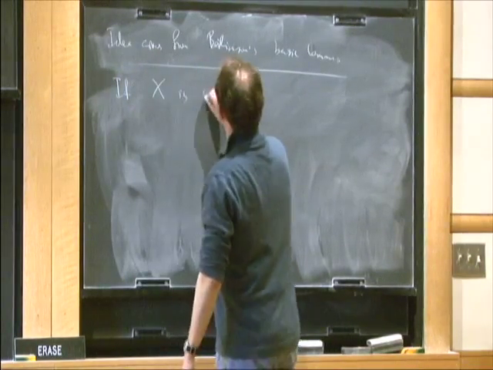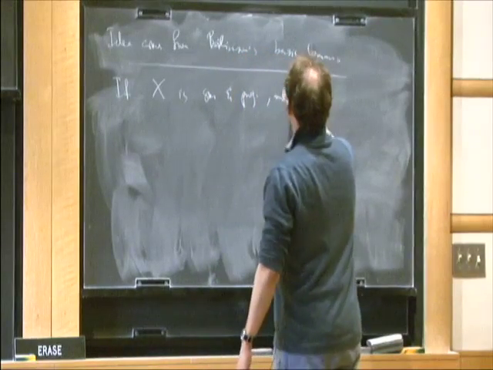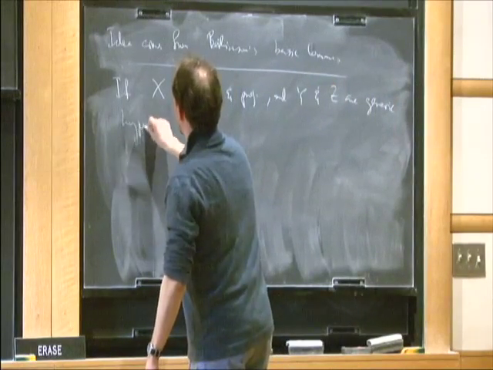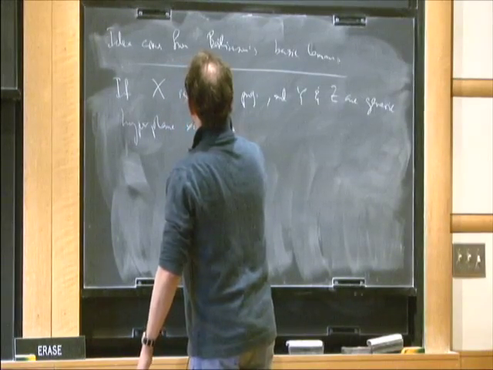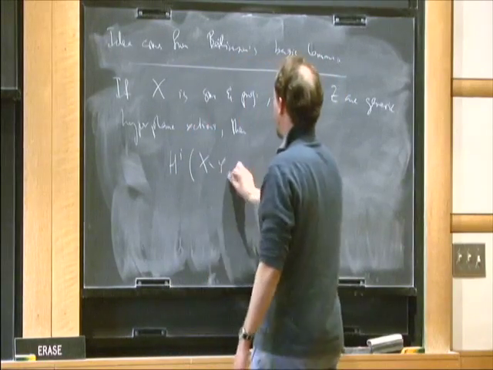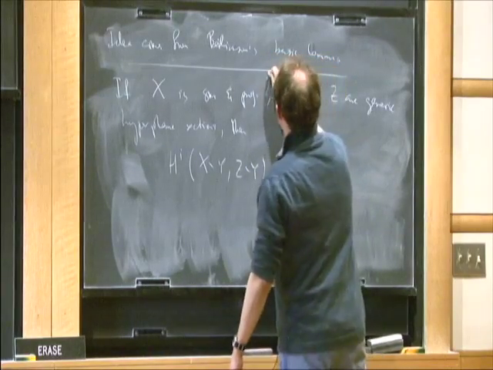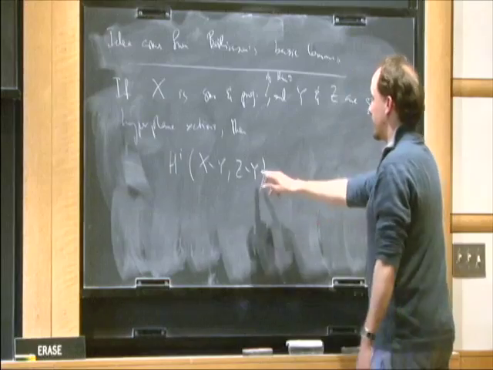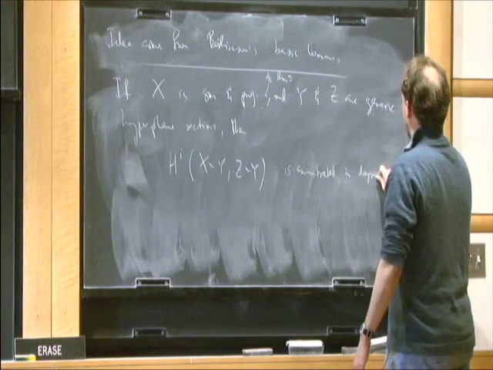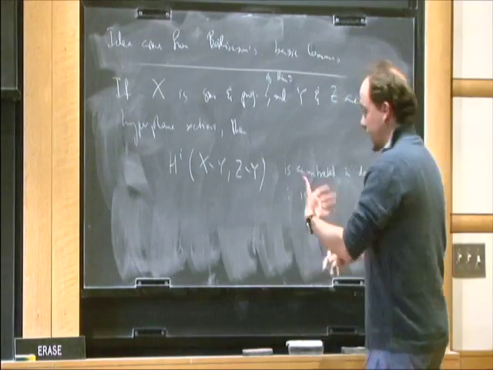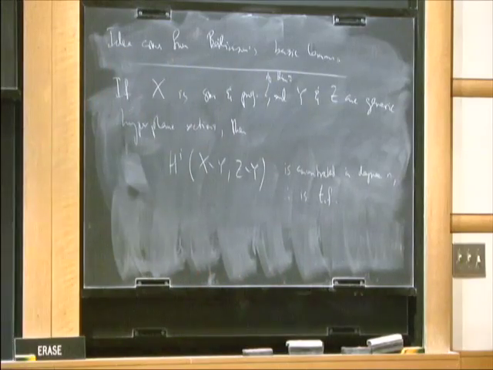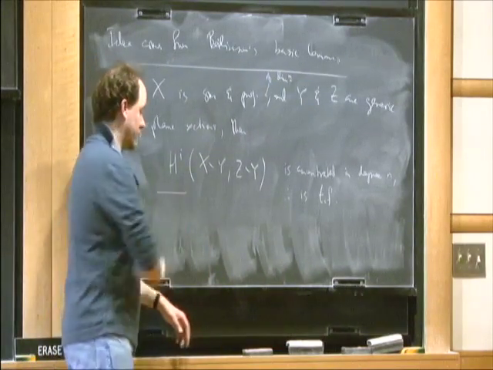If X is smooth and projective, and Y and Z are generic hyperplane sections, then when we look at the cohomology of X minus Y relative to Z minus Y, so this is of dimension n, then this cohomology is concentrated in degree n, and that's for any coefficients, for F_p or Z_p or Q_p coefficients, and therefore is torsion-free. And so that's the kind of statement that we need to use.